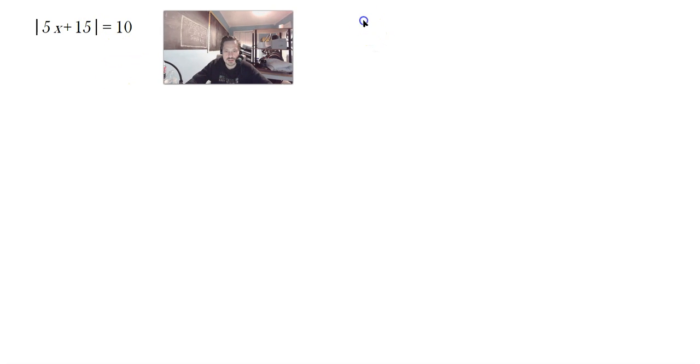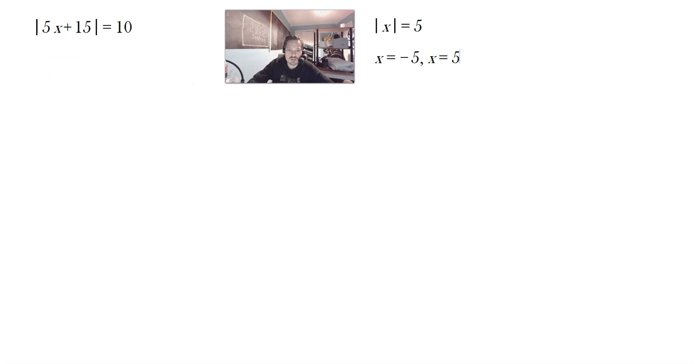Okay, so how do you do this? Well, remember, the absolute value operates like this. Like an absolute value, if x is equal to 5, then this can be true if x is negative 5 or x is equal to positive 5, because when you take the absolute value, you get positive 5 as the output in both cases. So we're going to use that here as follows.